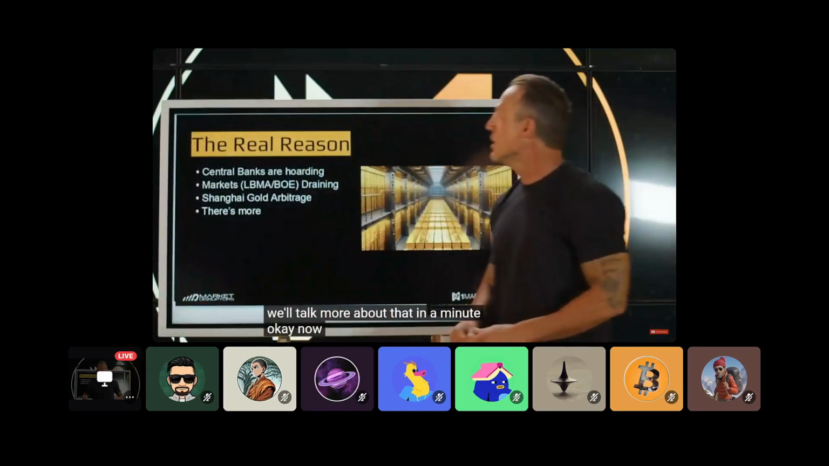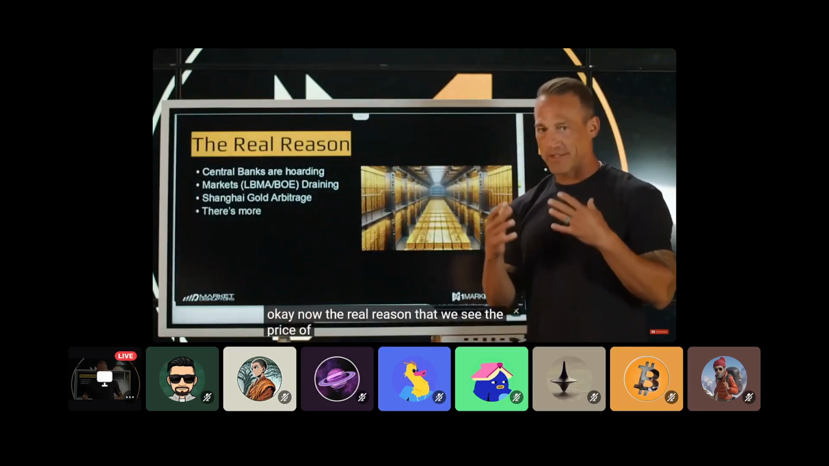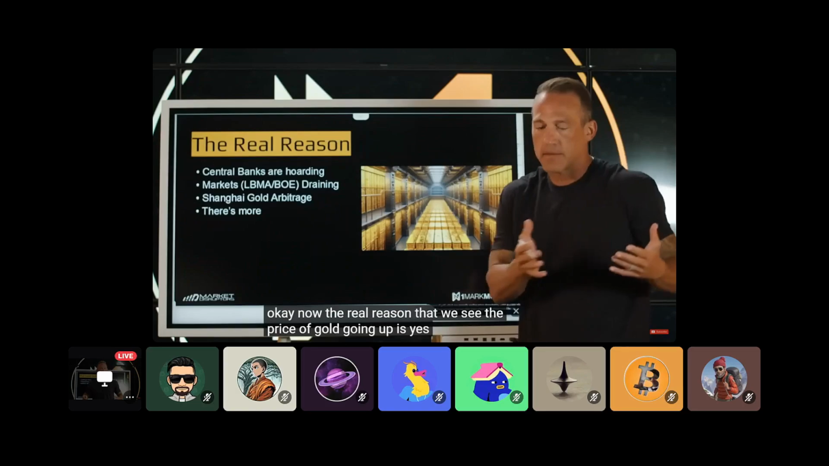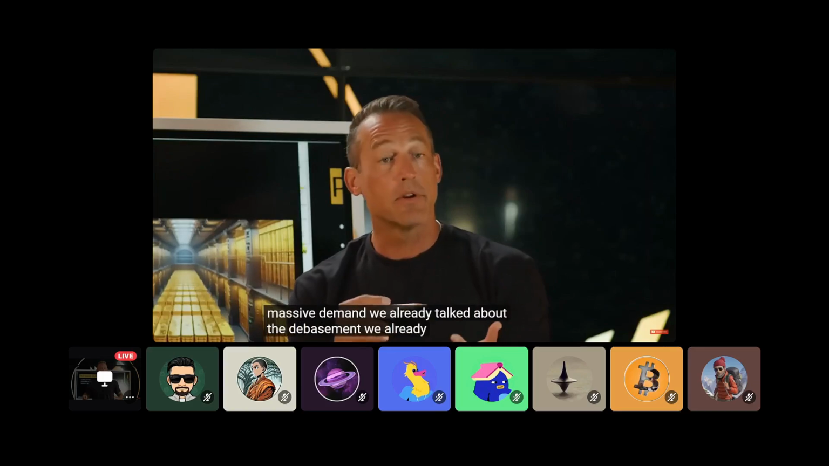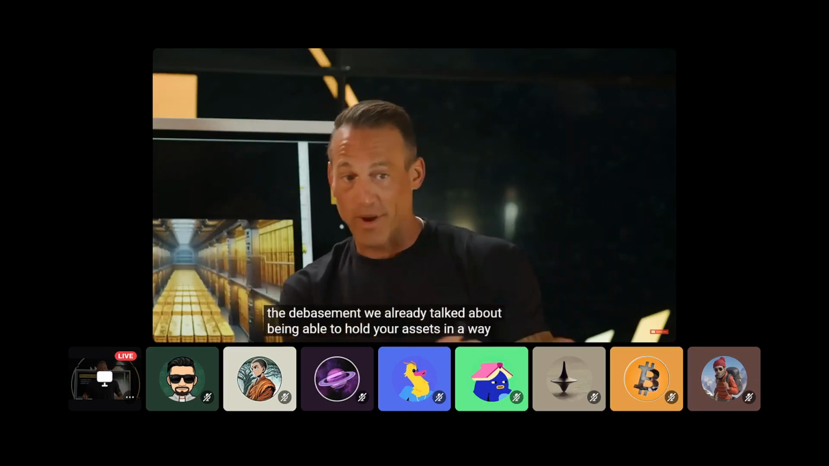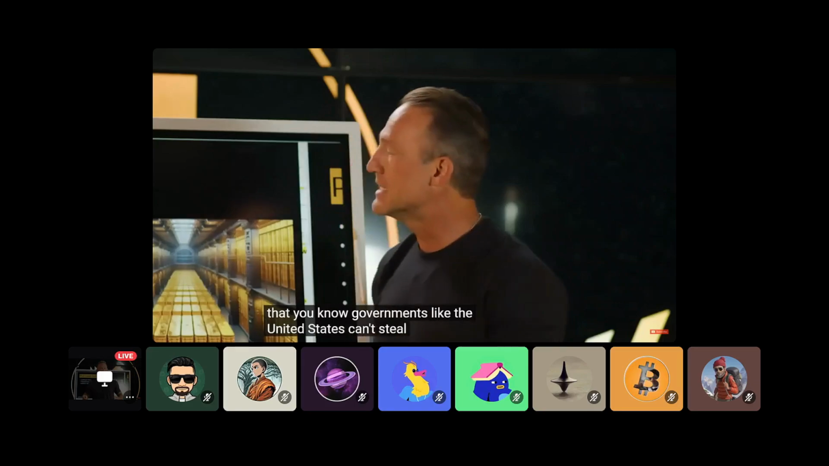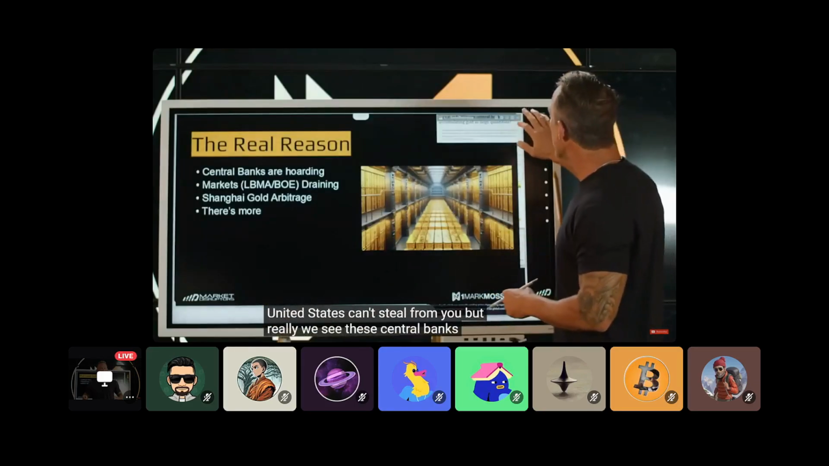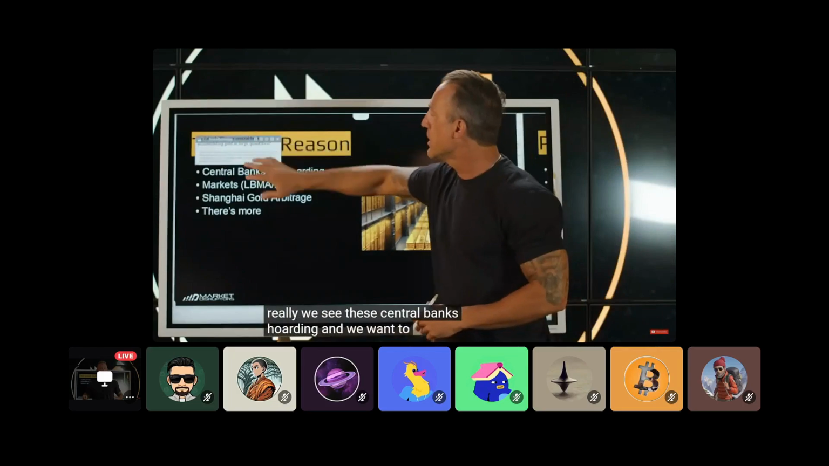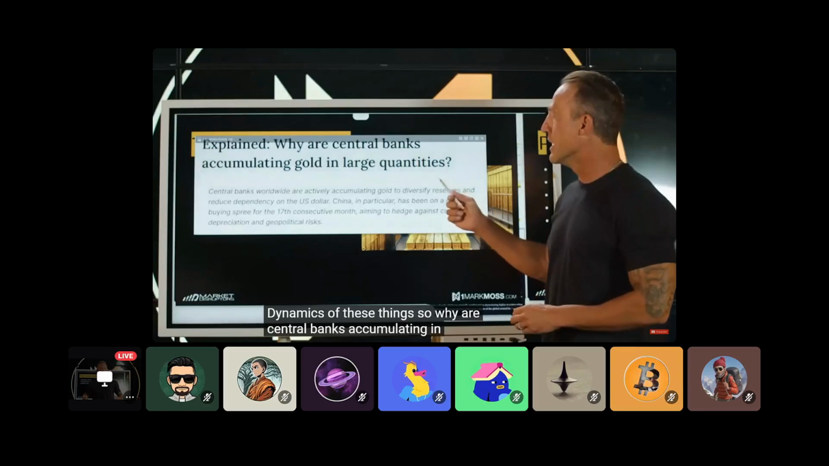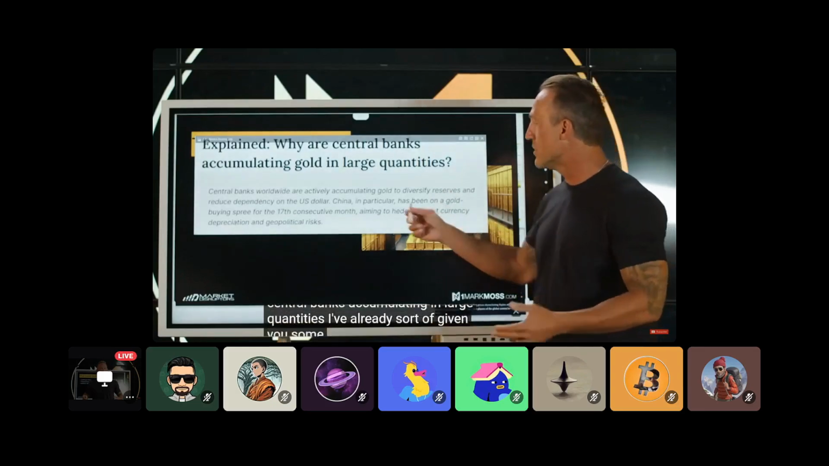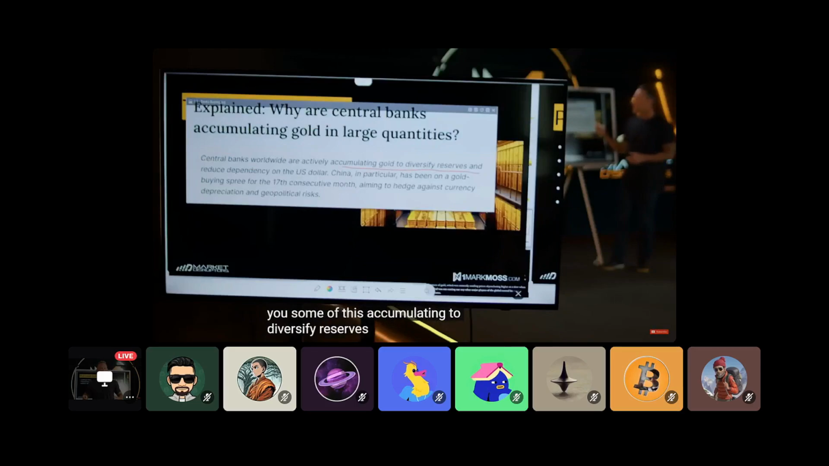Okay, now, the real reason that we see the price of gold going up is, yes, because there's massive demand. Why is there massive demand? We already talked about the debasement. We already talked about being able to hold your assets in a way that governments like the United States can't steal from you. But really, we see these central banks hoarding, and we want to understand the dynamics of these things. So why are central banks accumulating in large quantities? I've already sort of given you some of this. Accumulating gold to diversify reserves, reduce dependency on the US dollar.